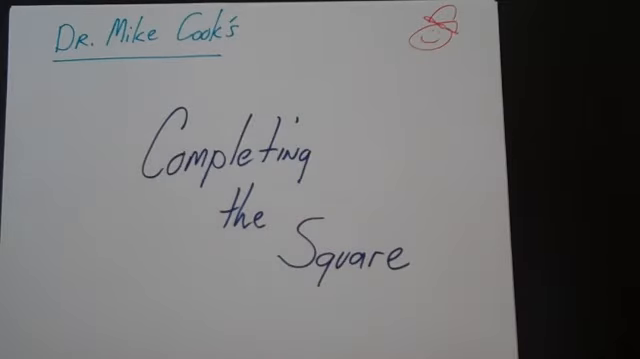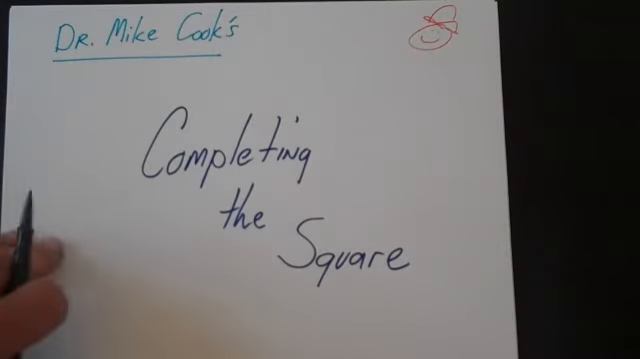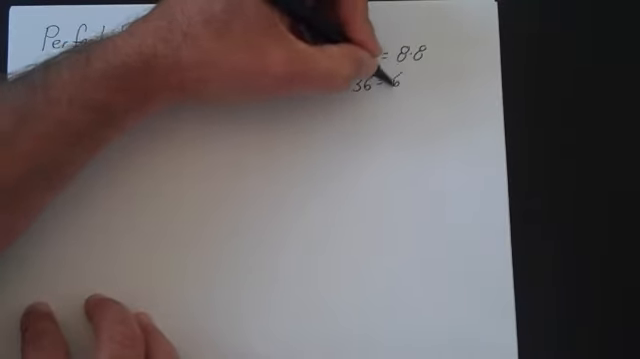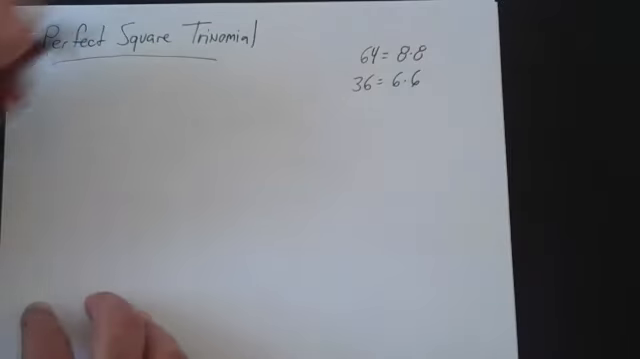Let's look at problems where you complete the square. And the first thing we need is to define what a perfect square trinomial is. Well, let's think about what a perfect square is. We say that 64 is a perfect square because it's 8 times 8. And we say that 36 is a perfect square because it's 6 times 6, right?